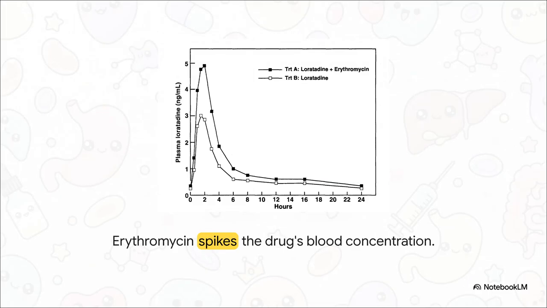For a really concrete example, consider the blood concentration of loratadine, which is a super common allergy med. Normally, it follows a standard predictable curve, but when you introduce the antibiotic erythromycin into the mix, wow, the antibiotic completely spikes the blood concentration of the allergy drug. It creates this massive, entirely unintended surge in drug exposure.